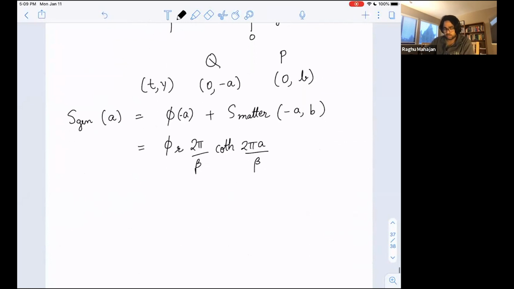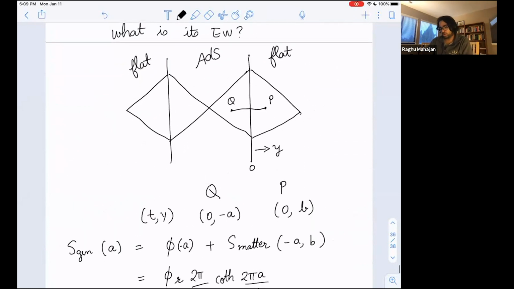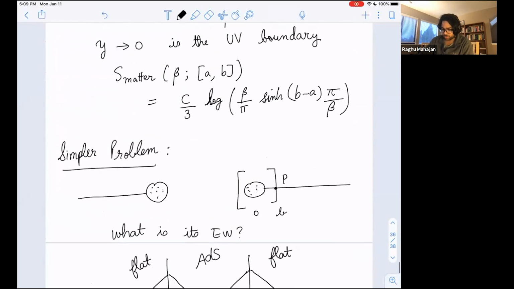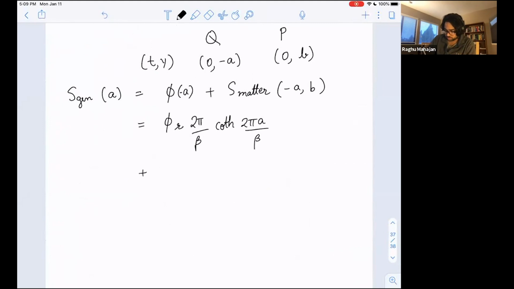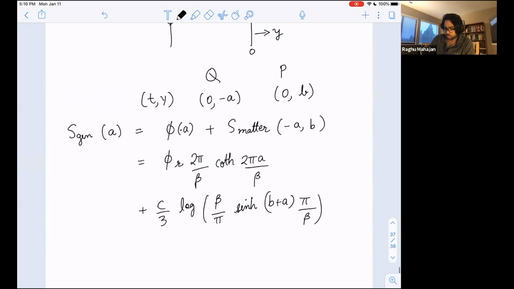Okay, S_matter. So what's the state of the matter field? It's a thermal state at temperature beta. So to compute the entropy, if it was flat space, if PQ was completely flat, we would have the entropy given here. So we can write that. So we have plus c over 3 log of beta over pi sinh of pi over beta times B plus A, because I took the coordinate here to be negative A. So the difference in the spatial coordinates is B plus A.